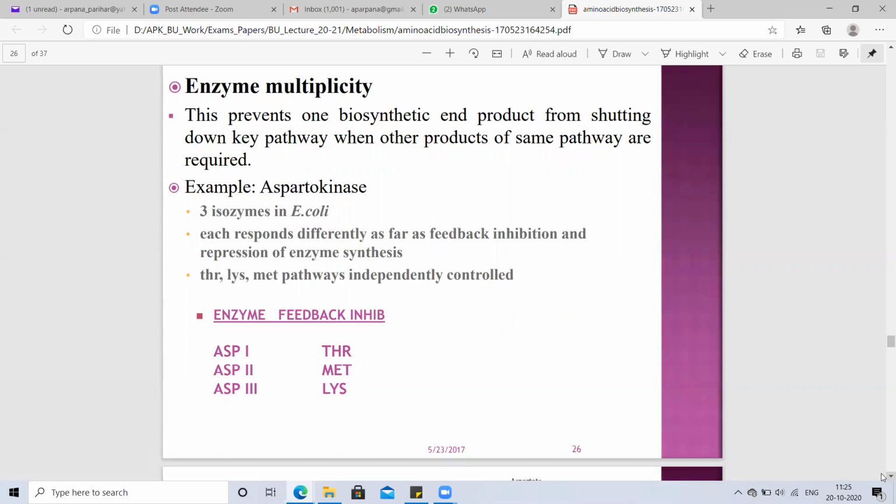For example, you can see here 3 isozymes of aspartokinase are present in E. coli. Each responds differently as far as feedback inhibition and repression of enzyme synthesis. Threonine, lysine, methionine pathways are independently controlled. So enzyme multiplicity is nothing but a bypass mechanism. If one pathway gets shut down, it should not affect the overall process of the organism. There are multiple isoenzymes present for that particular reaction, which can carry out the reaction and supply the products in demand. So this is just an example.